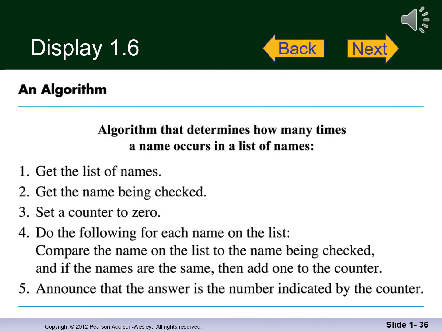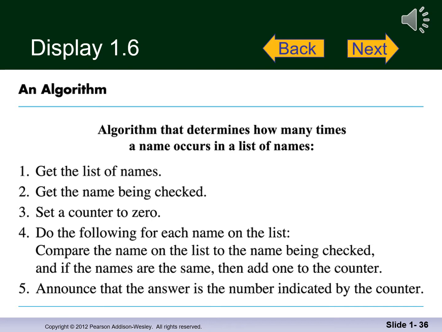This slide gives an example of an algorithm which could be easily translated into programming statements. This is an algorithm that determines how many times a name occurs in a list of names. So number one, get the list of names. That would be input. Get the name being checked, probably an input statement. Set a counter to 0. Do the following for each name on the list. Compare the name on the list to the name being checked. And if the names are the same, then add 1 to the counter. And you go through the entire list.